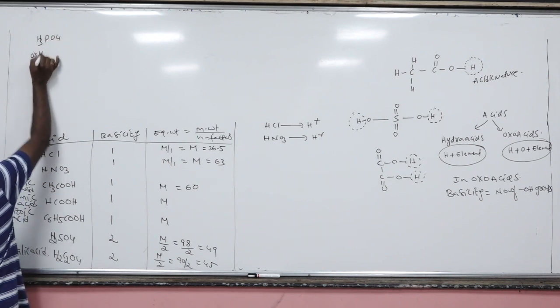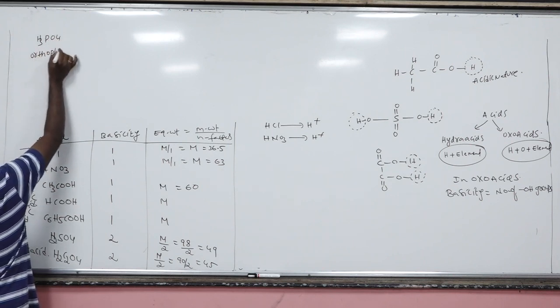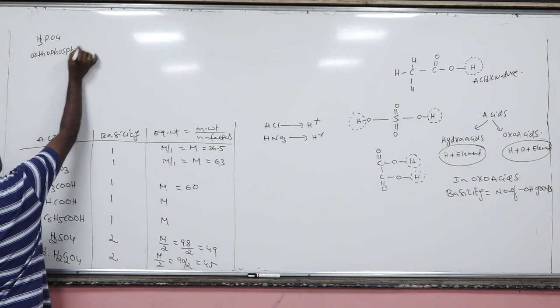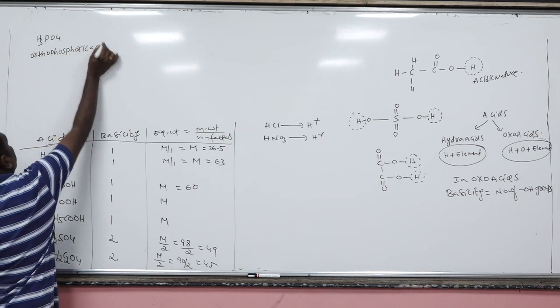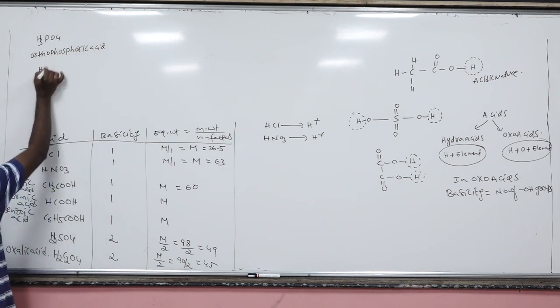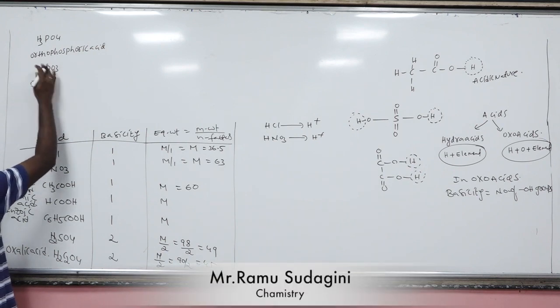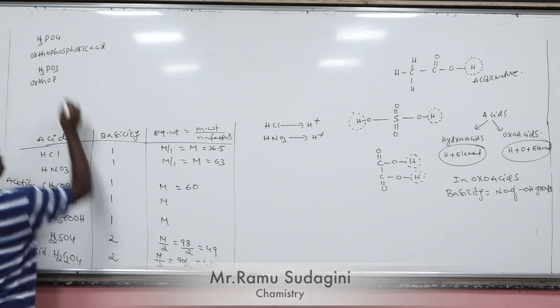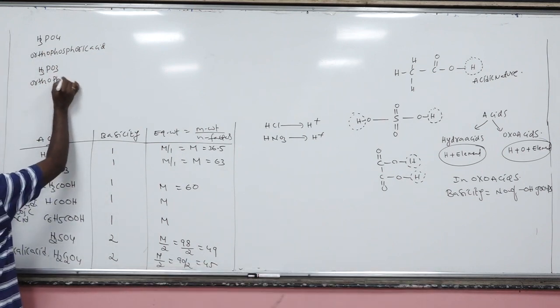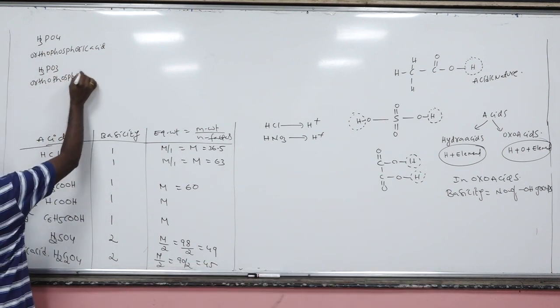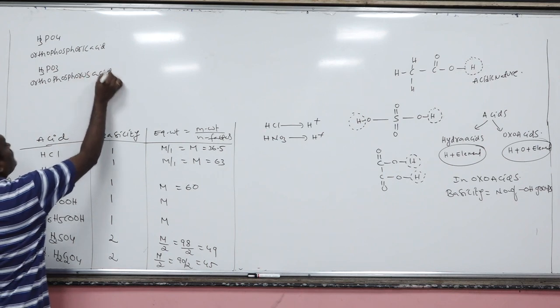Ortho phosphoric acid, H3PO4. H3PO3 is known as ortho, or simply we can say phosphoric acid is also ortho, phosphorus acid.